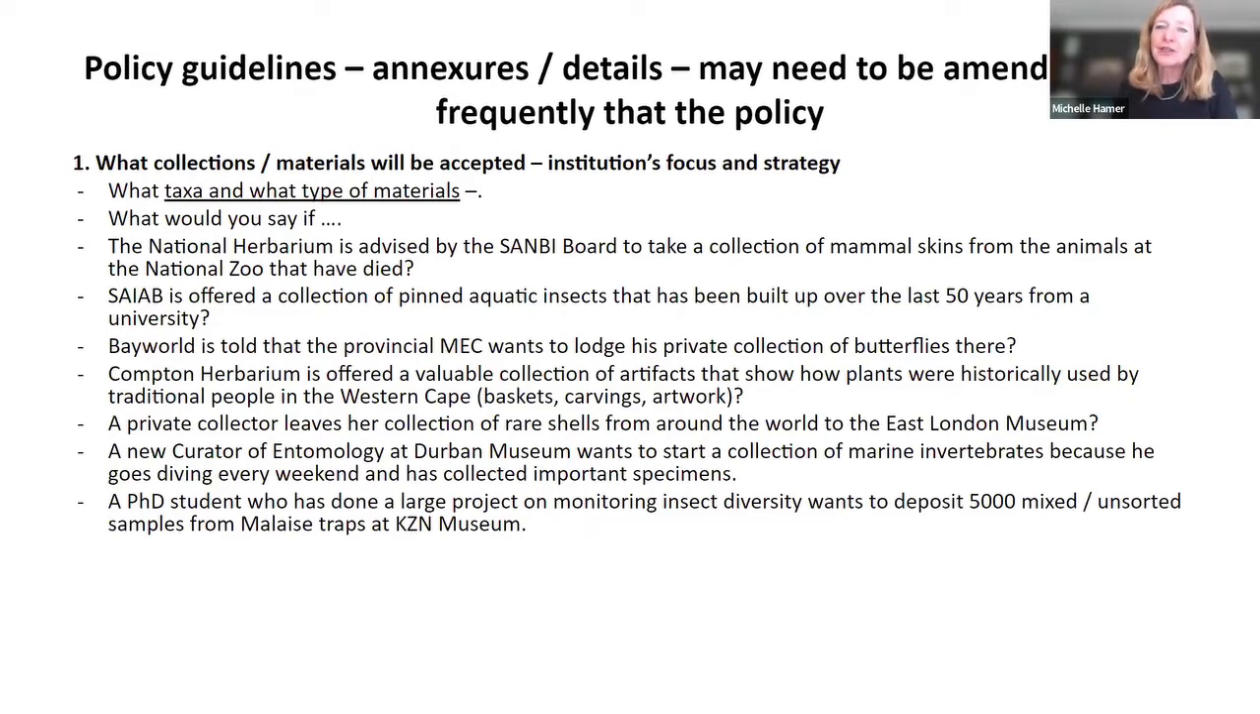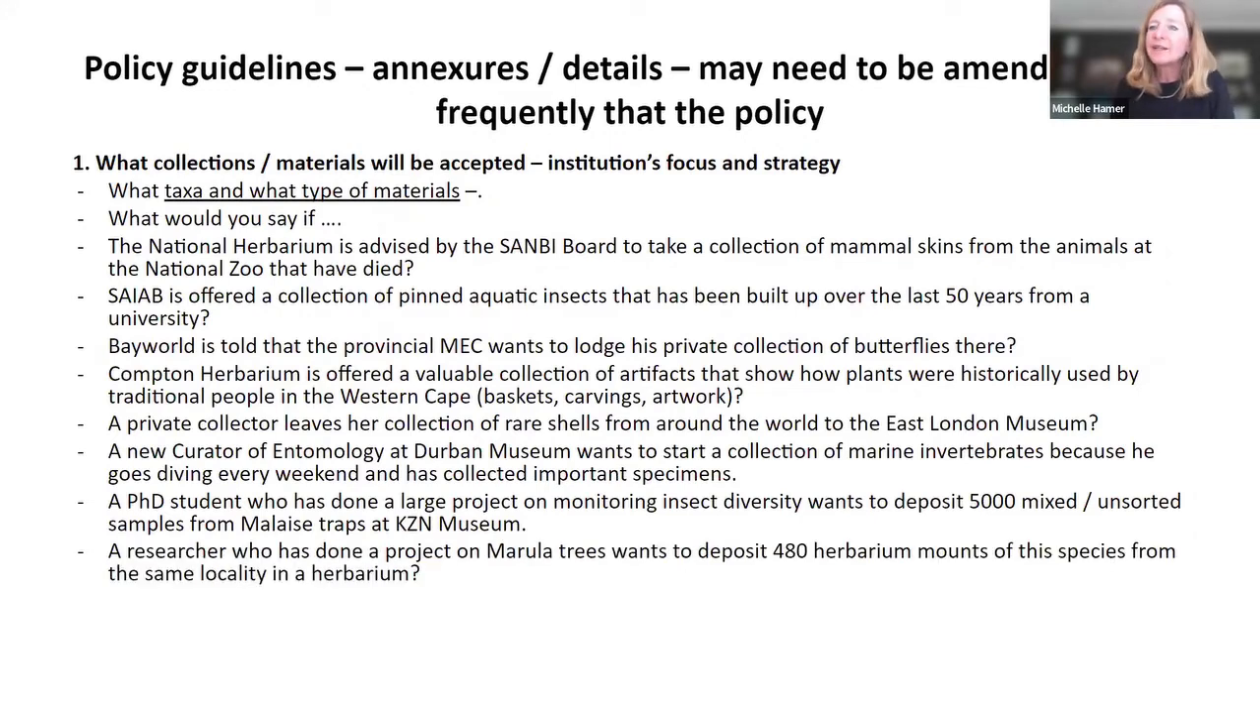And here's another one. So this is a difficult one. A PhD student who's done a large project on monitoring insect diversity wants to deposit 5,000 mixed samples from Malaise traps at the KZN Museum. So these are little bottles with all different kinds of insects in them, and there's 5,000 of them. They're not pinned, they're not sorted. What's the museum going to say? They don't have that kind of collection.